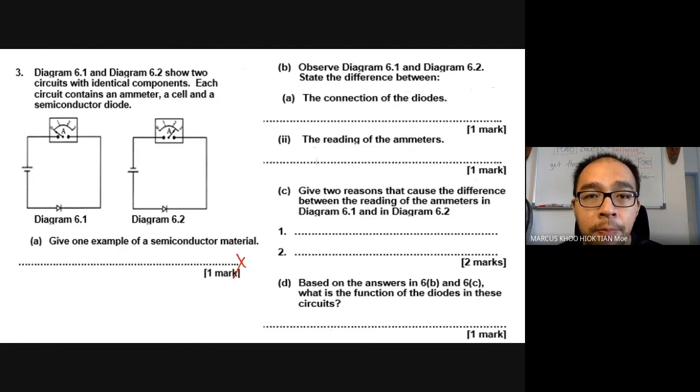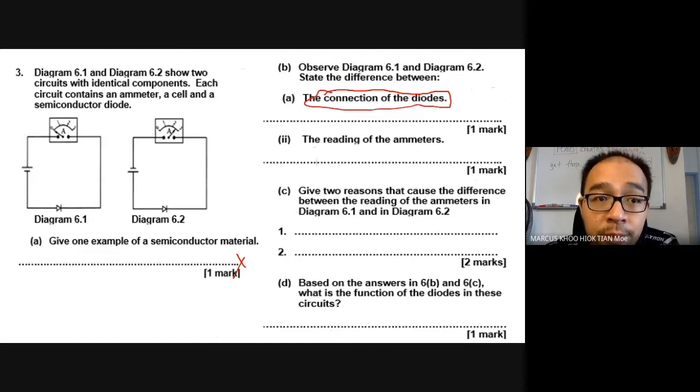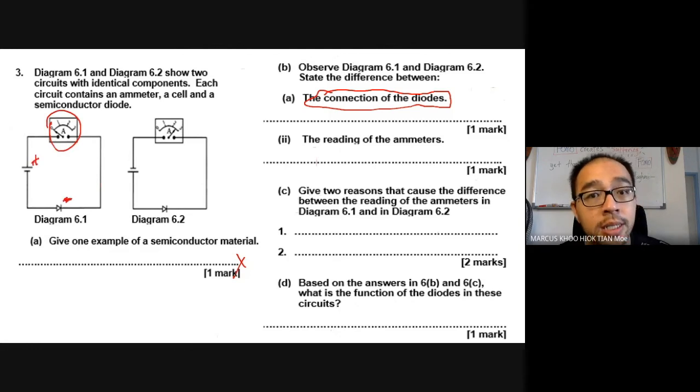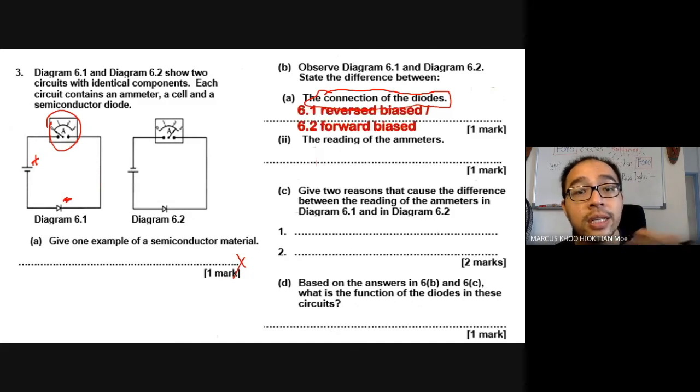Let's go to this. Observe diagram 6.1 and 6.2. State the difference between the connection of the diodes. Remember guys, when you see the words connection of the diodes, there are only 2 types of answers: either it is reverse bias or it is forward bias. And you can clearly see that here there is no current flow because positive is connected to negative. So it is reverse bias. So 6.2 is forward bias.